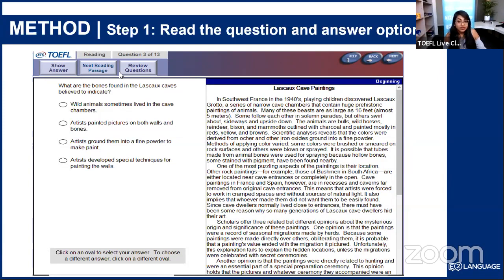So we've got 4 answer options. The first one is wild animals sometimes lived in the cave chambers. Second one, artists painted pictures on both walls and bones. Artists ground them into a fine powder to make paint. Here, when they say them, ground them, I'm assuming they mean bones, right? Because that's in the question. And the last one, artists developed special techniques. That's it. We've done step 1.